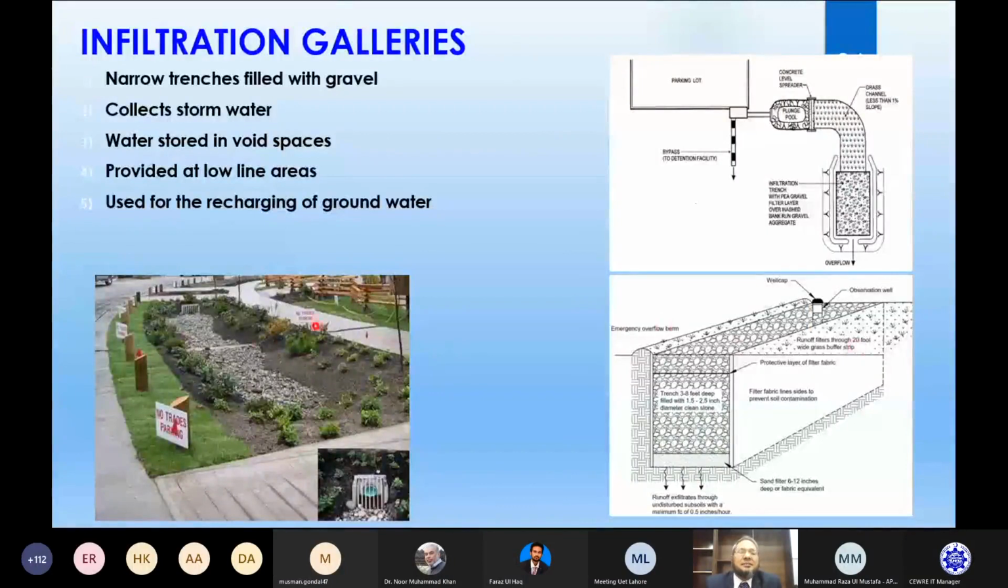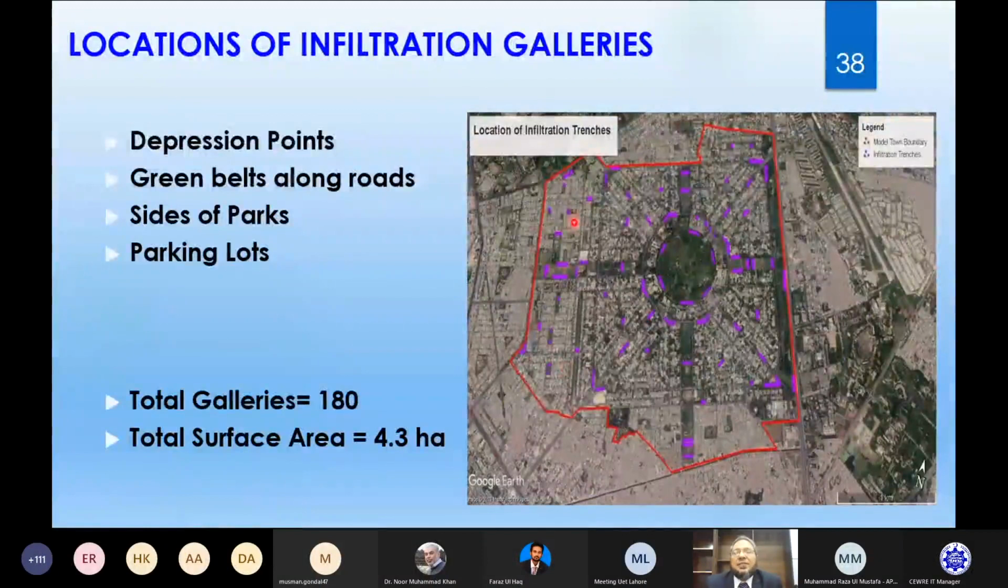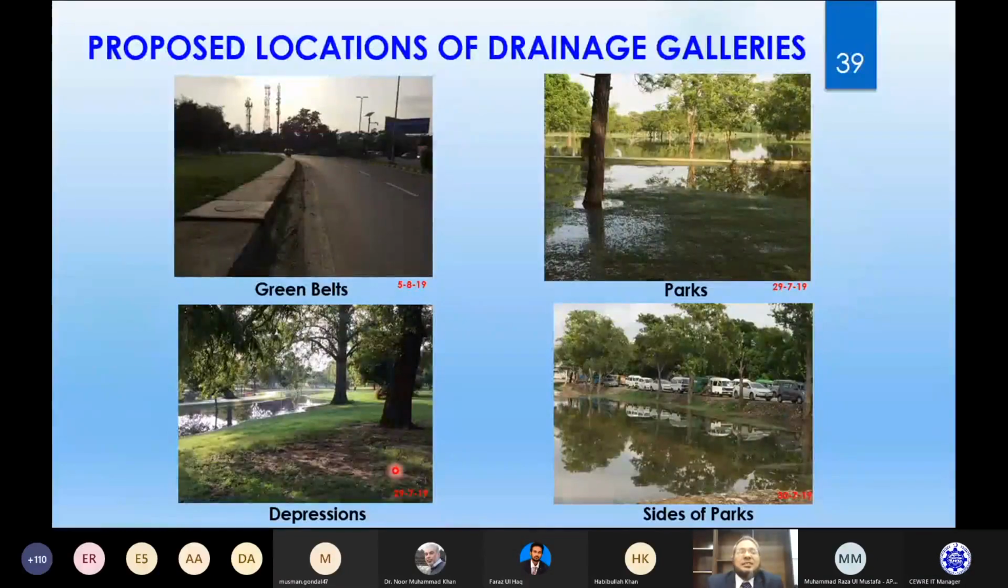And then the next was the study carried out by one more MSc student, on the infiltration galleries. The area selected was Model Town, having 592 hectares, and these are the proposed infiltration galleries, which you can see in this color and purple color. Total galleries were 180, having an area of 4.3 hectare. These galleries were provided over the green belts, parks, depressions, and sides of parks.